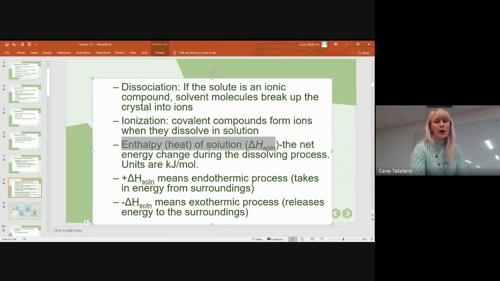So if you have a positive heat of solution, that's an endothermic process, which means it's bringing in energy from the surroundings. If you have a negative heat of solution, then it's exothermic, which means it's giving off energy. So a way to remember that is endo takes in, that prefix endo means into, exo like exit means to go out.